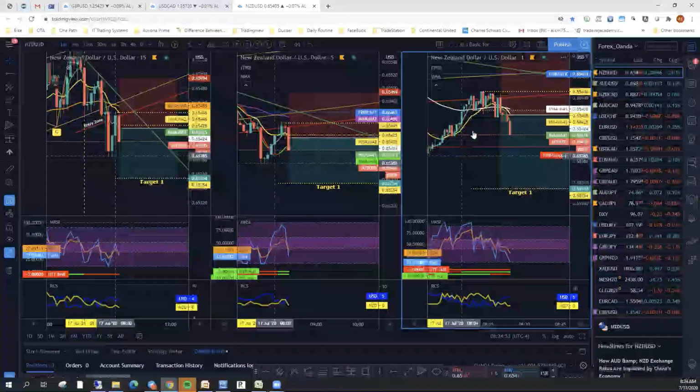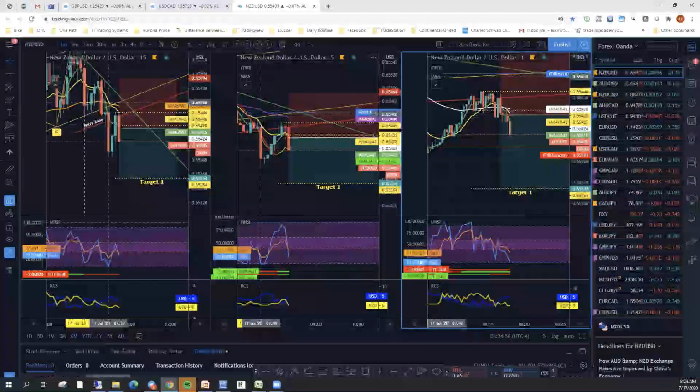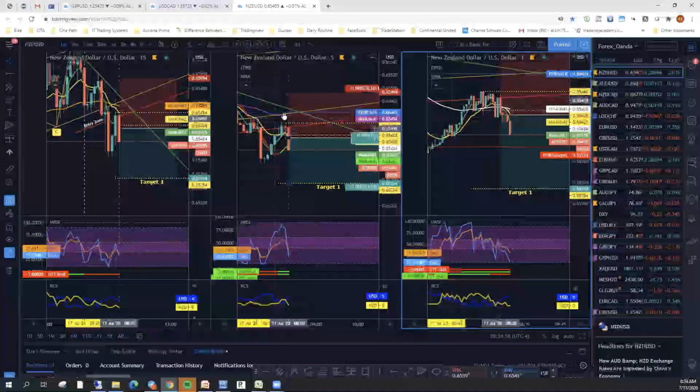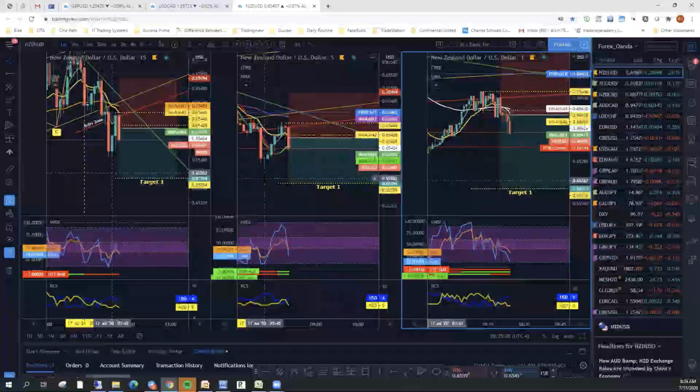This was a nice little retrace of this move. It had a nice breakout, came back, got the rest of the troops, and now it's going to go for the next run.